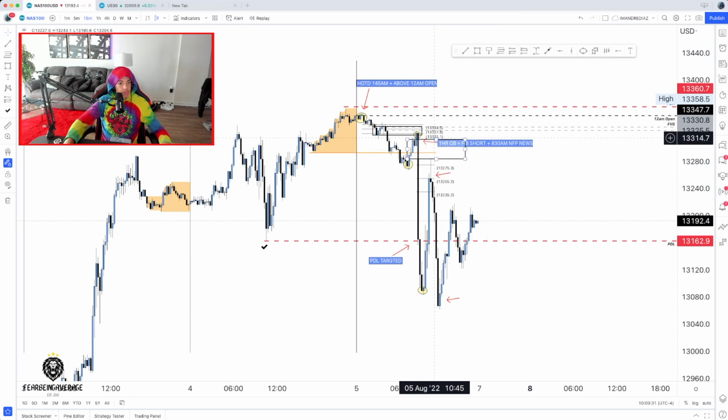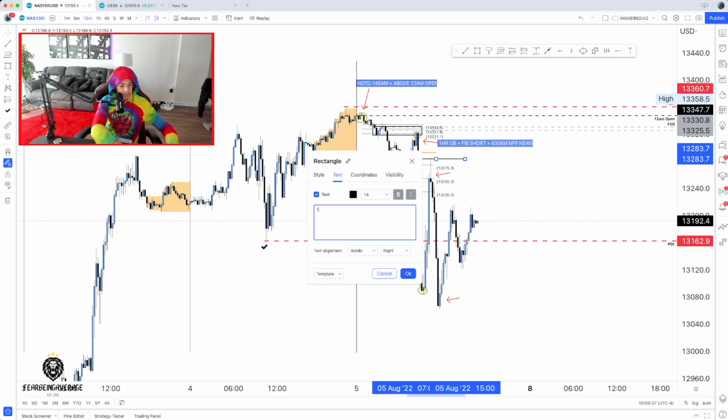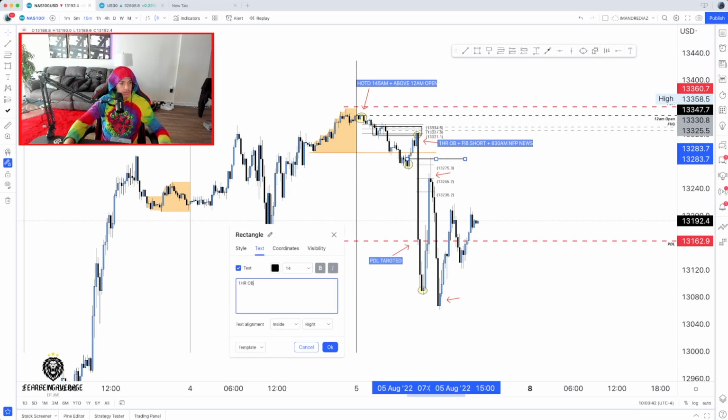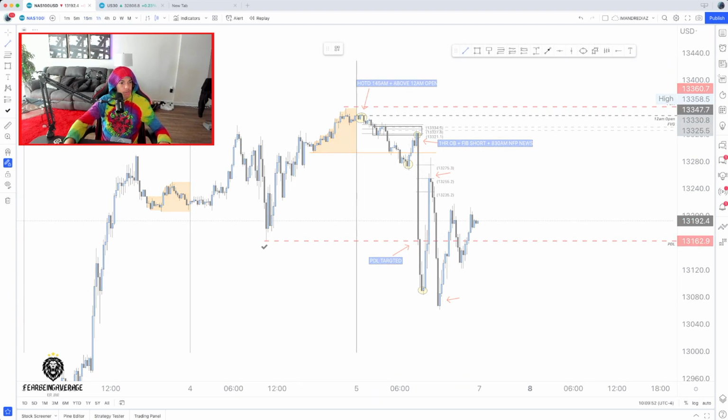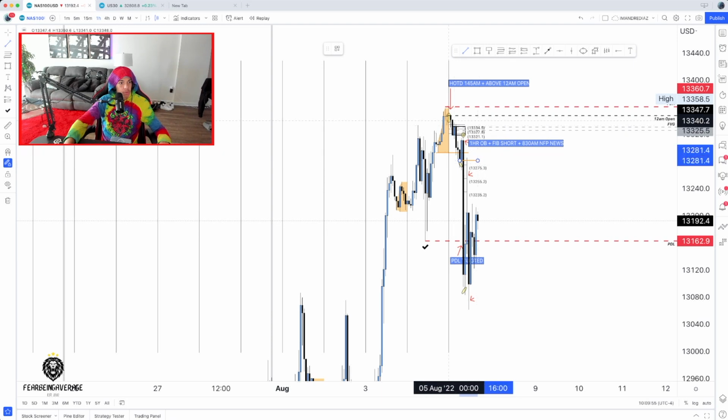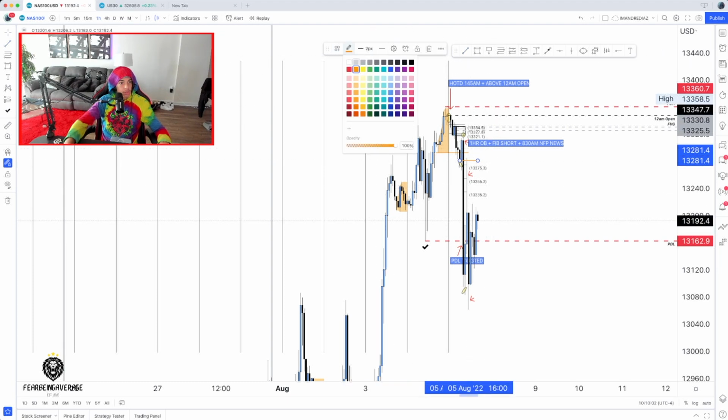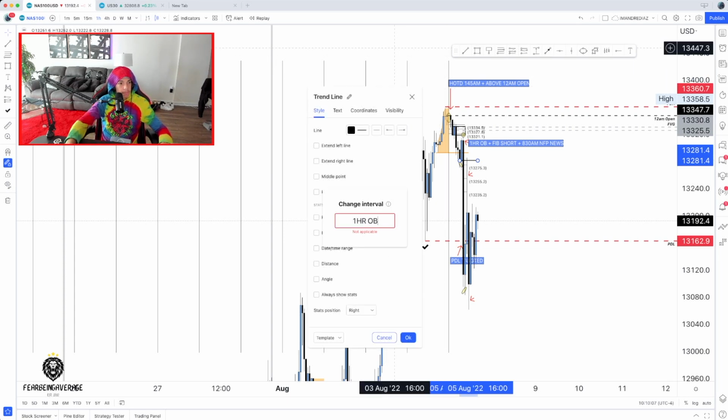I'm gonna make it clean, so I'm gonna just have this line right here, and I'm gonna name this the 1 hour order block. Matter of fact, I'm gonna do this with the regular line just to make it easier for you to see. So back to our time frame, at the low of this order block right here where it was created at the open. Let me just make this black right there, and I'm gonna name it 1 hour order block.